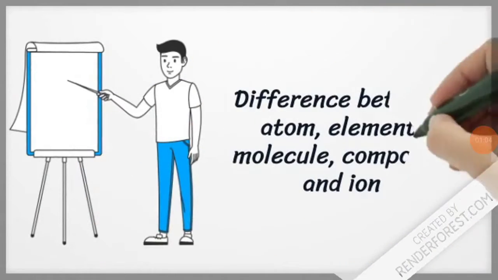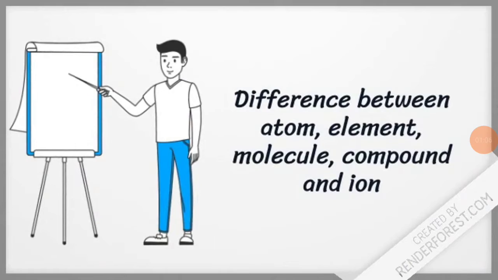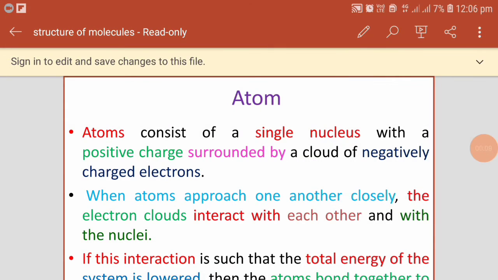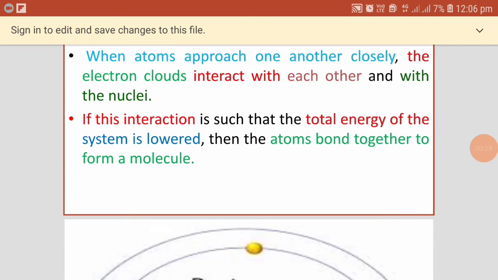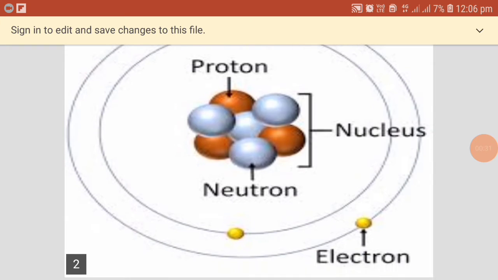Today let us see about the difference between atom, element, molecule, compound and ion. Again, recall what is an atom, right? So atoms consist of a single nucleus with a positive charge, surrounded by a cloud of negatively charged electrons. When atoms approach one another closely, the electron clouds interact with each other and with the nuclei. If this interaction is such that the total energy of the system is lower, then the atoms bond together to form a molecule.